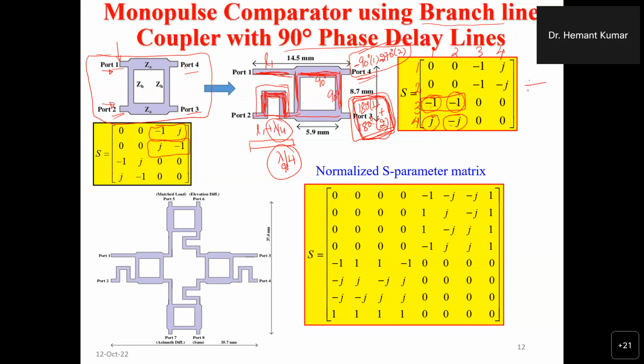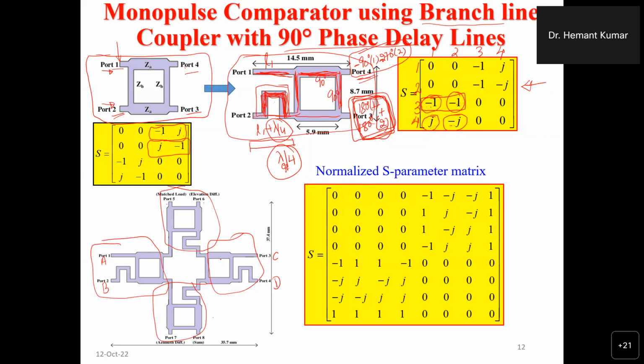Right. So this can be used in a monopulse comparator for one plane tracking, but for tracking the target in both the planes, we have to interconnect four branch line couplers of this type, which has this one lambda by 4, 90-degree delay line. So if you see, this is one branch line coupler, this is another branch line coupler, this is the third one, this is the fourth one. So if you connect port 1 with antenna A, port 2 with antenna B, port 3 with antenna C, and port 4 with antenna D, then the other 4 ports will give you the sum and the difference.